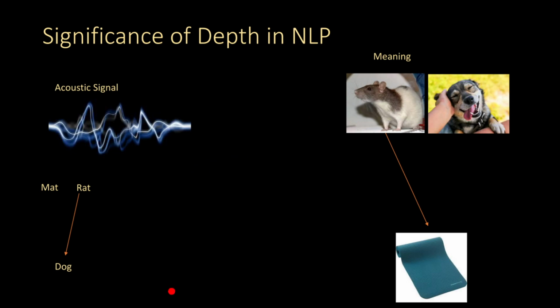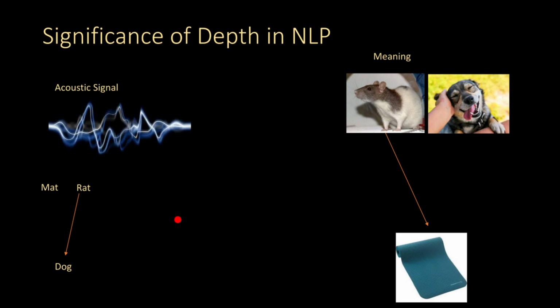Now, if you go from the acoustic space to the semantic space, you'll see it the other way around. Basically, rat and dog, although not sounding similar, are actually much more similar in meaning than rat is to mat. Both are animate, both are animals, and mat is just an object and is inanimate.